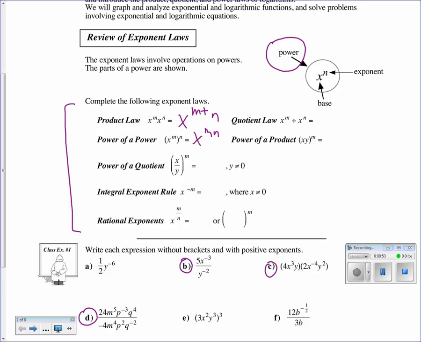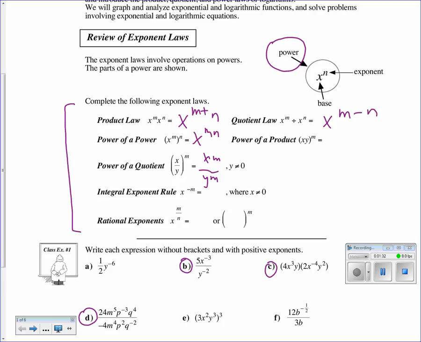What about a power of a quotient? No subtracting yet. That's the quotient law over here. How does m come in on the x and the y? It multiplies. So x to the m, y to the m. Quotient law: if I have x to the m divided by x to the n, what do I do with the m's and n's? Subtract them. So that's x to the m minus n.